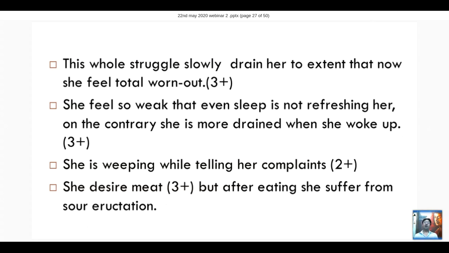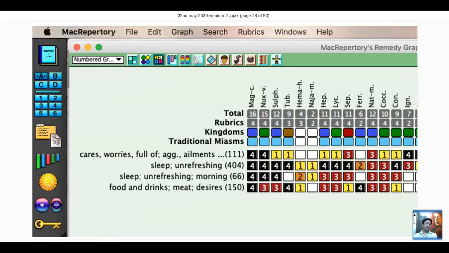he wakes more unrefreshed. The whole thing in this patient, and along with that, the totality, that desire for meat and sleep symptoms, they are pointing to the same remedy. So in this case, the essence is of one remedy, and totality is also of the same remedy. So here we all know the remedy, Magnesium carb, right? If we put the symptoms together, we got Magnesium carb, Nux vomica, Sulphur.